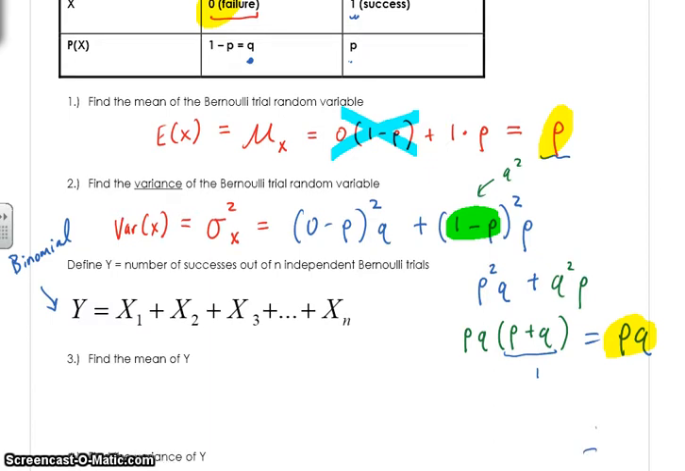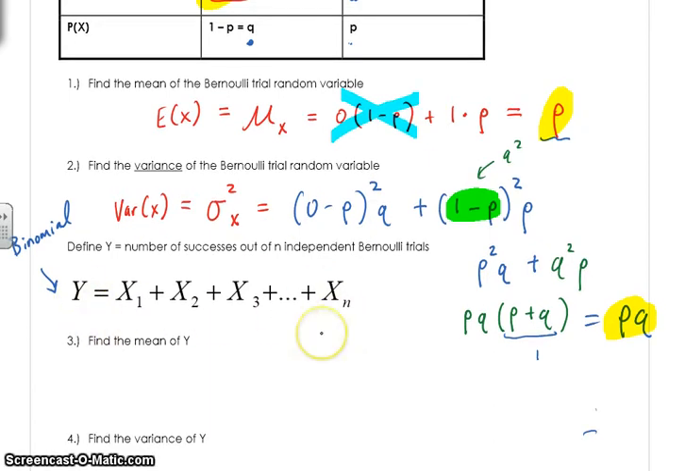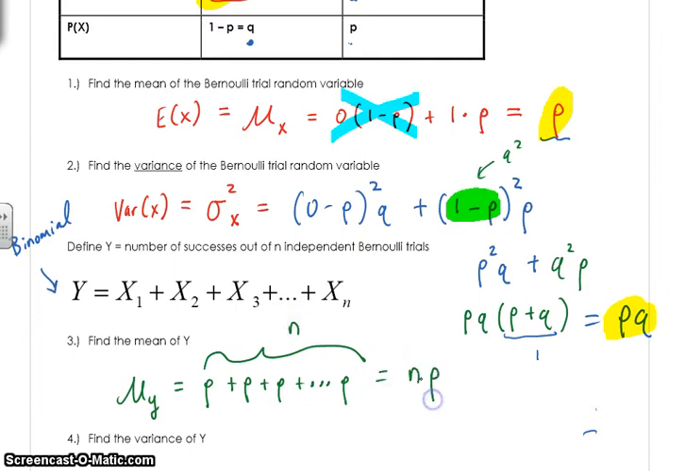Okay, so if we were to find the mean of X plus X plus X plus X, n of those X's, well, think about what we do. The mean of Y would just be, well, we take the mean of X, P, and we'd add it up. Well, we'd do this n times. So the mean is n times P, which is something that we have intuitively already talked about. It's intuitive that the mean of a binomial random variable is just n times P. It's the expected number of successes in n trials.